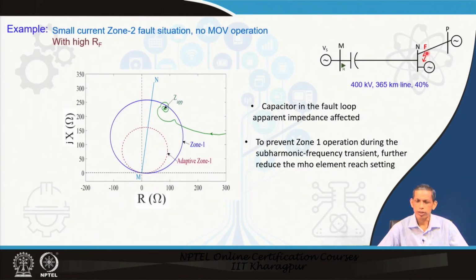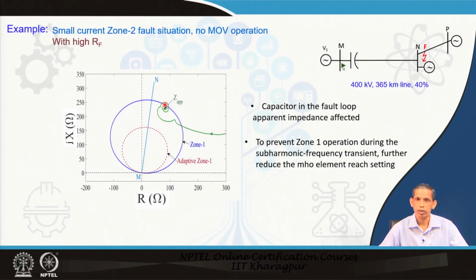With higher RF in the same fault, same arrangement, same system, 40% compression. Now what happens? We see here that at the same point a fault is created, a line to ground fault in phase A. I see here the corresponding apparent impedance settles finally, after a few cycles of oscillation, inside zone 1. The reason behind that is the capacitor is now in the fault loop, so there will be a reduced value of this. Here the corresponding adaptive zone 1 will go for this one. Now, mind it, the fault is in zone 2.